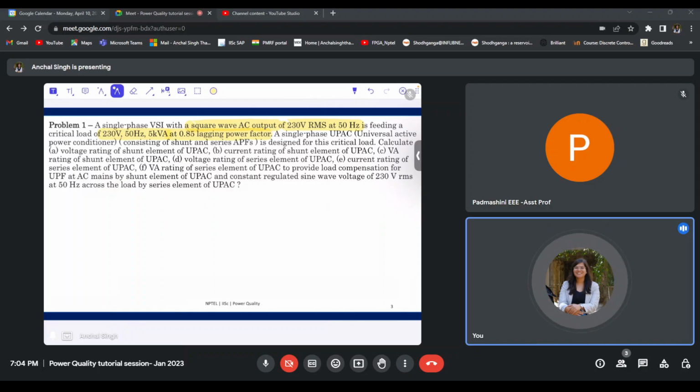This single phase UPAC, that is Universal Active Power Conditioner, which consists of shunt and series active power filters, so both the shunt and series power filters are active in nature, is designed for this critical load. We are supposed to calculate the voltage rating of the shunt element, the current rating of the shunt element, the volt ampere rating of the shunt element, then the voltage rating of the series element, current rating of the series element, and the VA rating of the series element. These are the things that we need to calculate in this particular problem.